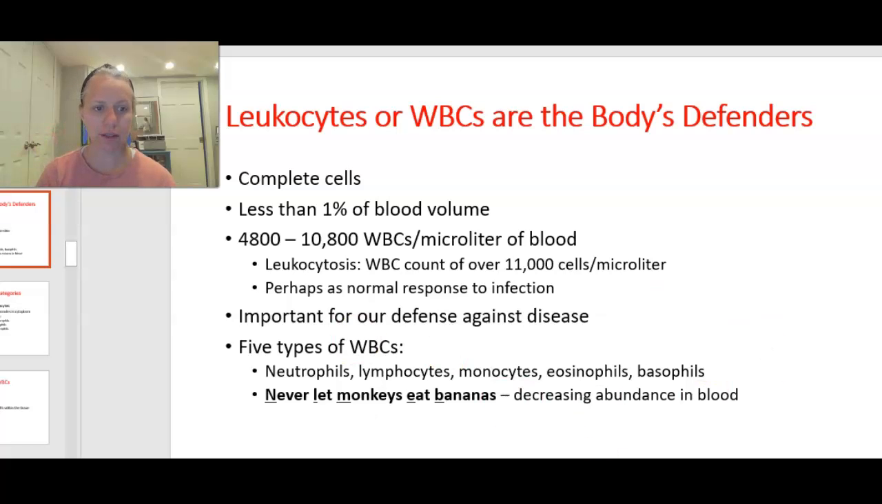And you see I've written out something here. It says, never let monkeys eat bananas. Okay, that's a good way to remember the cells in order from most abundant to least abundant. So never let monkeys eat bananas. Okay, decreasing abundance in the blood.